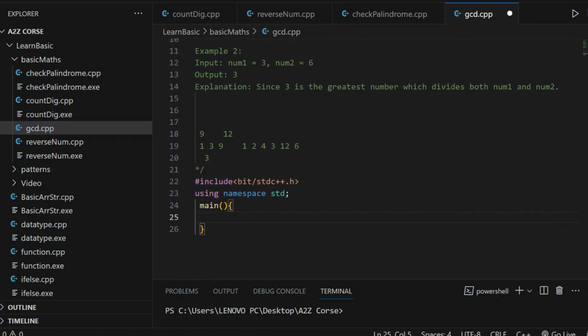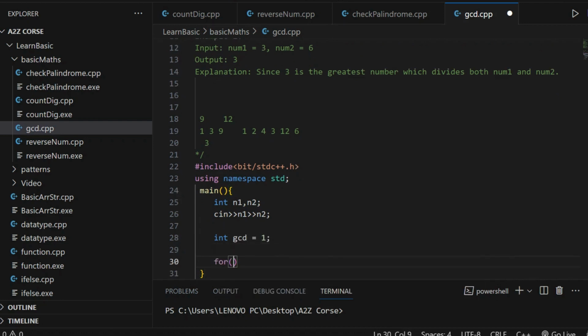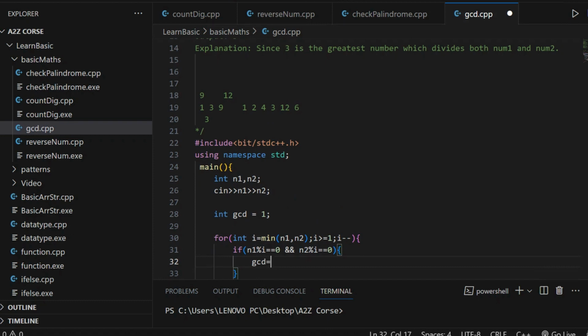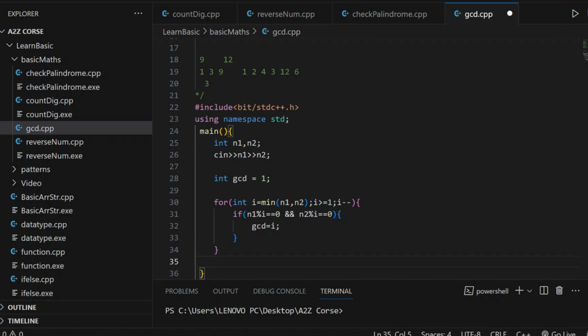Similarly in this case, we have to take n1 and n2 as our input. After taking the input, we consider a GCD, initialized as 1, and we make a loop going from min of n1 and n2 down to 1, with i minus minus. If n1 divisible by i equals 0 and n2 divisible by i equals 0, we can say GCD equals that i, and we have nothing else to do, and we just print out that GCD. So guys, let's check.